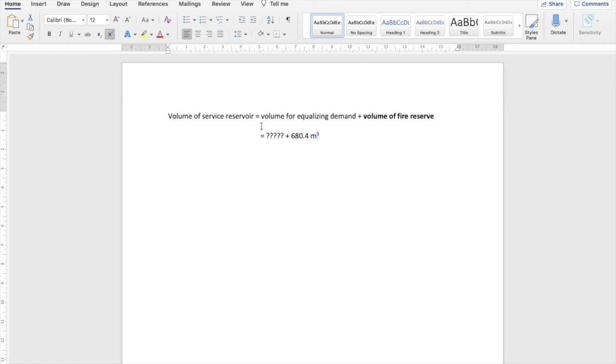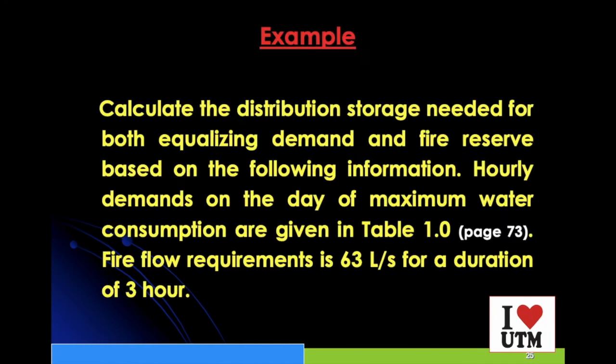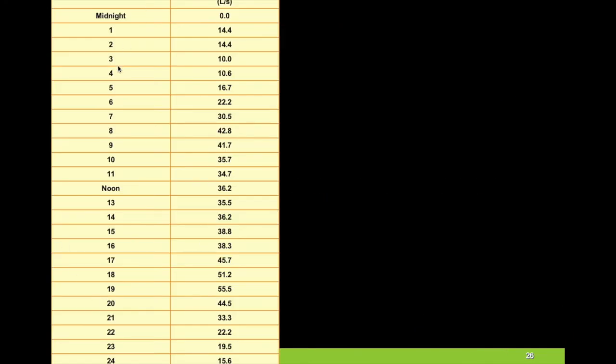Okay, so we would like to find out the equalizing demand. So how do we do that? This is where you need this table. Normally in the exam or even in the test, you will be given only these two columns of data. The first column is time, and the second column is hourly consumption of water in liters per second or cubic meters per second. It does not really matter.